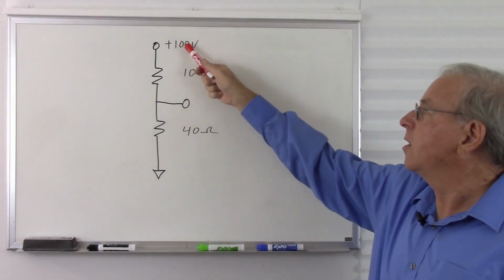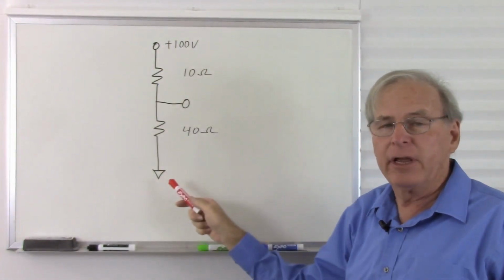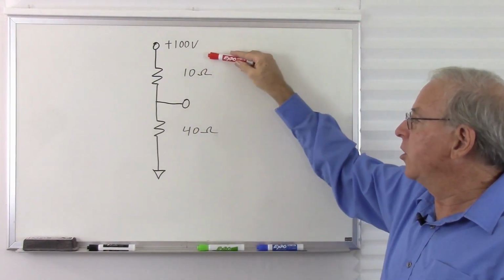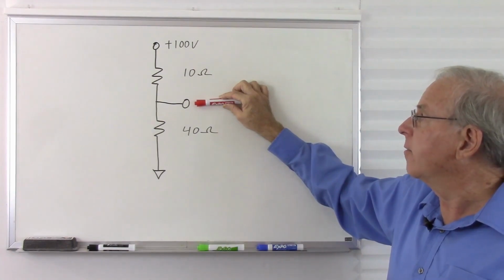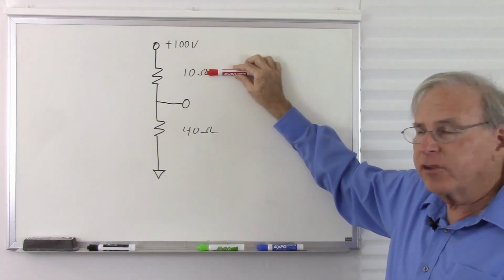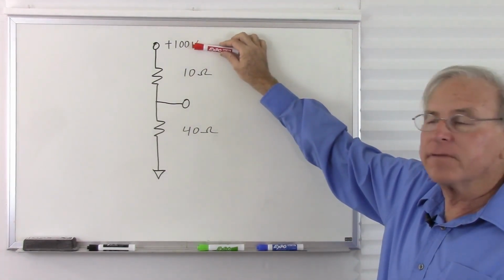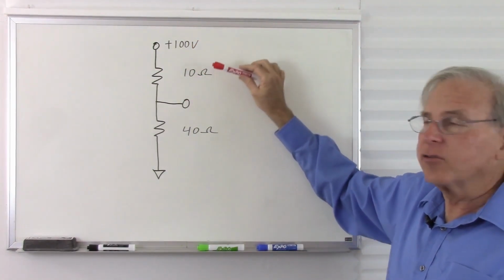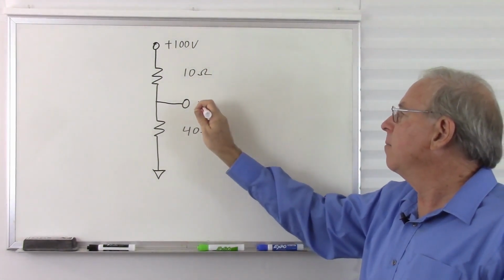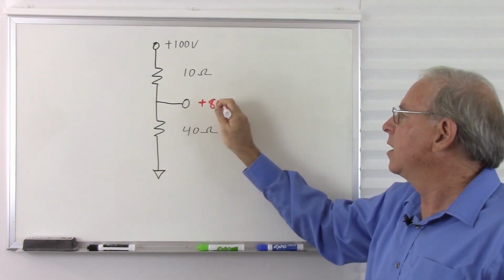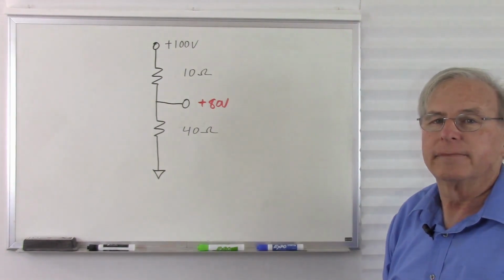With this circuit, we have 100 volts between here and here, so imagine there's a 100 volt battery across the circuit. We have 10 ohms and 40 ohms. So what is the voltage at this point here? We have 1/5 of our resistance and 4/5 of our resistance. So what is 1/5 of 100? 20. So we lose 20 volts going from here to here, so we will read positive 80 volts. And of course, that's the voltage across the 40 ohm resistor.